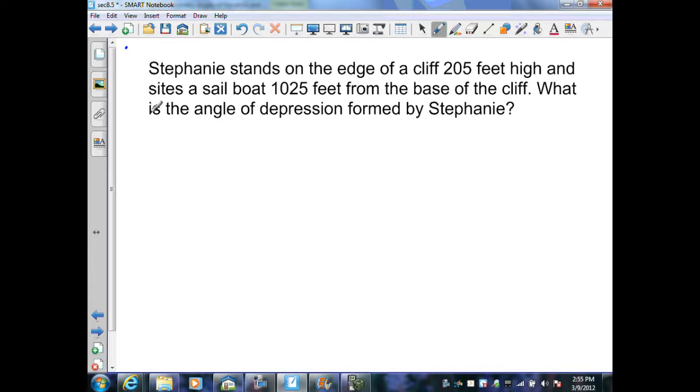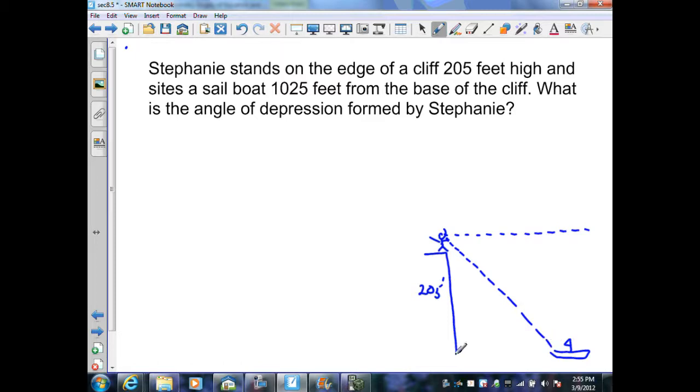In this example, Stephanie stands on the edge of a cliff 205 feet high and sights a sailboat 1,025 feet from the base of the cliff. What is the angle of depression formed by Stephanie? Here we're given a cliff, and we know that cliff is 205 feet high. And we have Stephanie, who is standing on the top of it. She's looking straight out. That's her horizontal line of sight. She creates a line of sight to a sailboat below in the ocean. And that will generate, with the horizontal line of sight, an angle of depression.